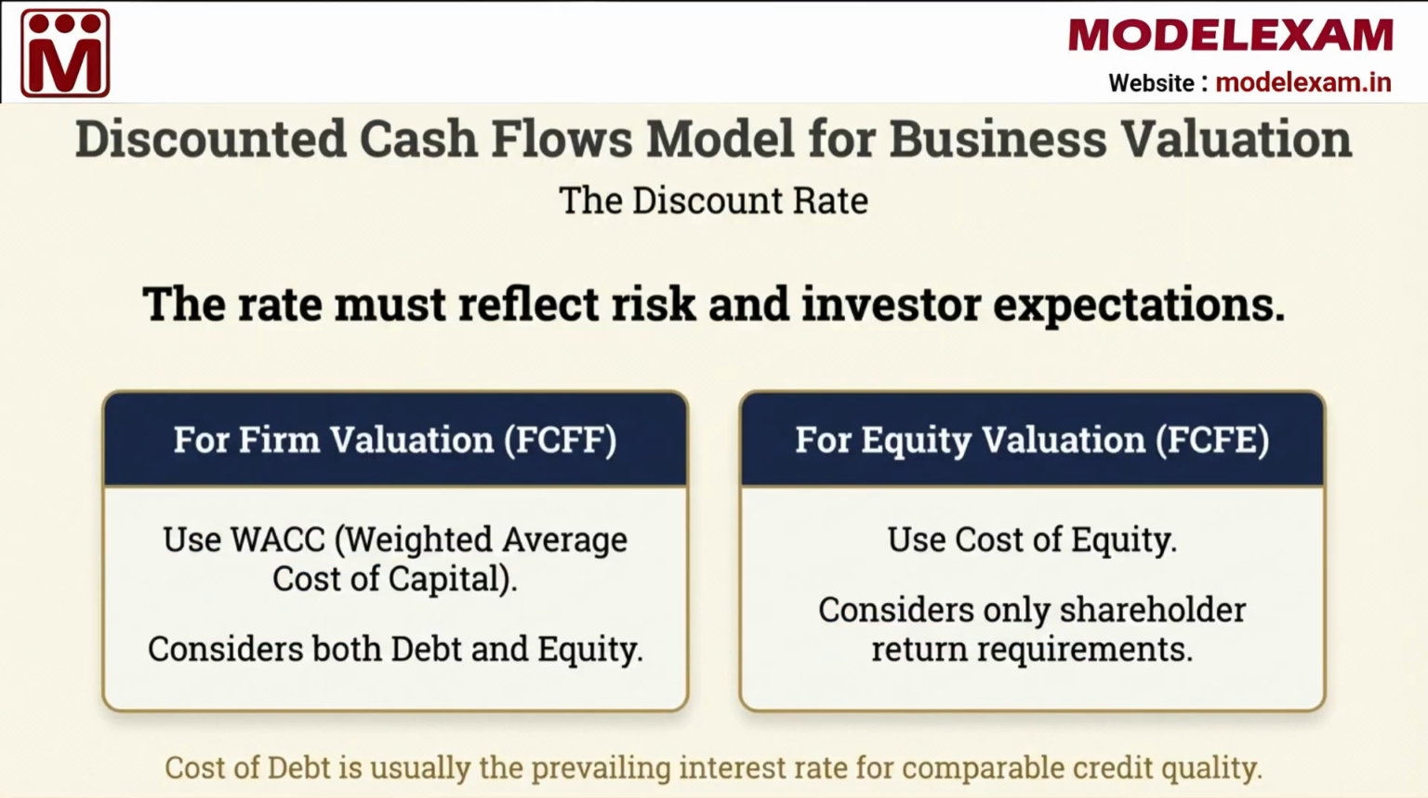Now, let us look at the discount rate. This rate must reflect both risk and investor expectations. For firm valuation using FCFF, we use the WACC, which considers both debt and equity. For equity valuation using FCFE, we use the cost of equity, which considers only shareholder requirements. The cost of debt is usually just the prevailing interest rate for companies with similar credit quality.